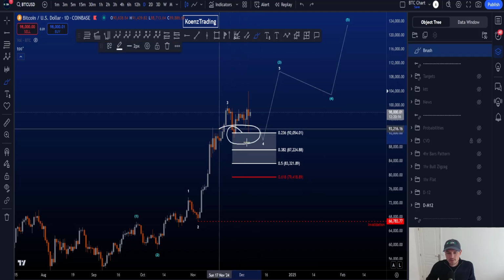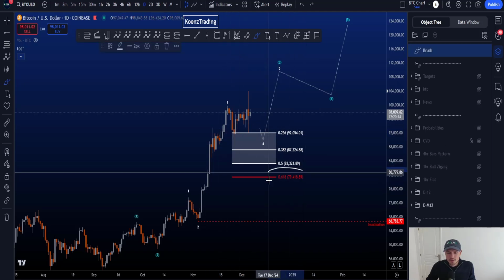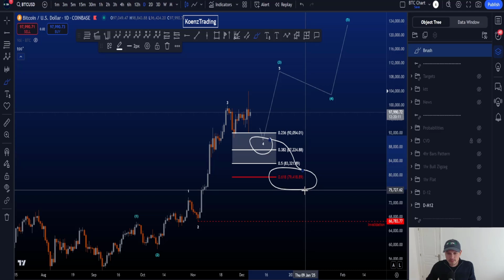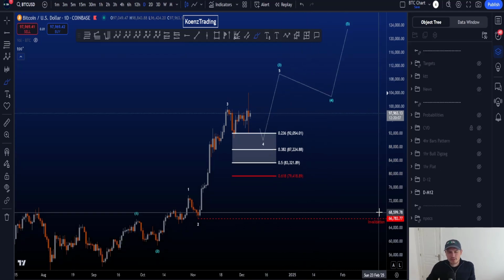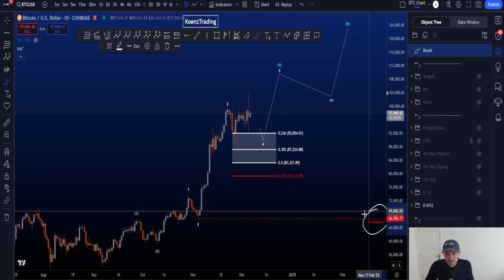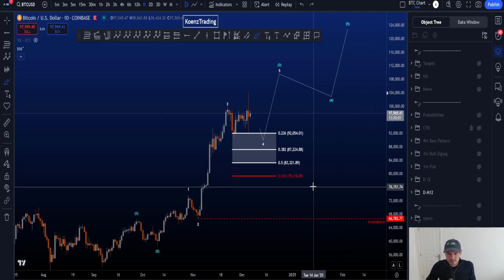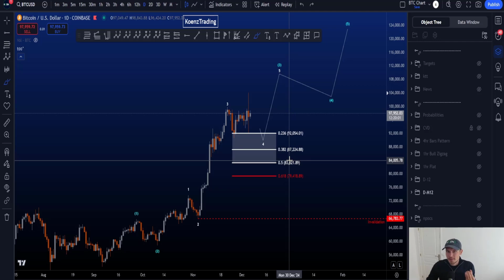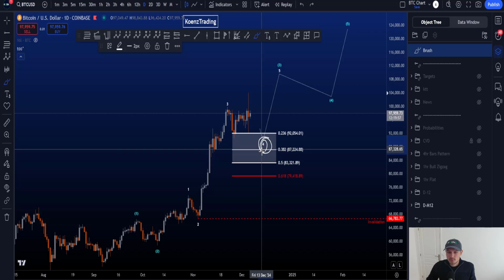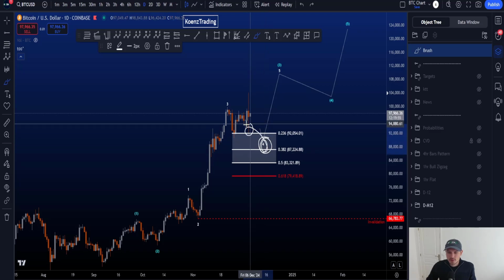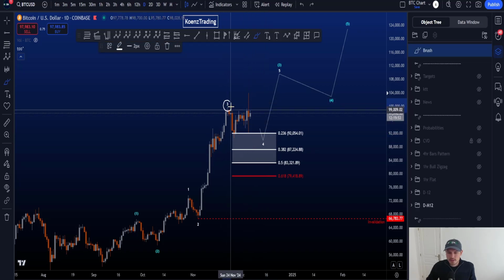As you can see, this target has been touched. The invalidation for a wave 4 is the 0.618 at 79.4k, and the invalidation for pretty much the bull market is this low here at 66.7k. Now, an important detail, however, is that you cannot finish this wave 4 at this current low, if this is the end of your wave 3.